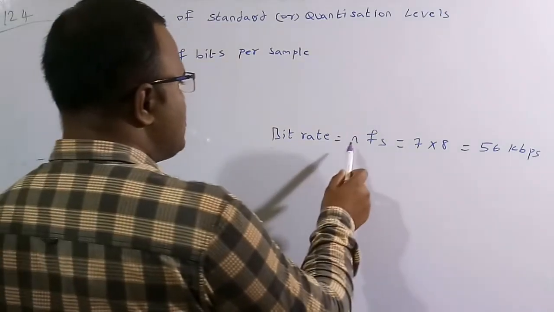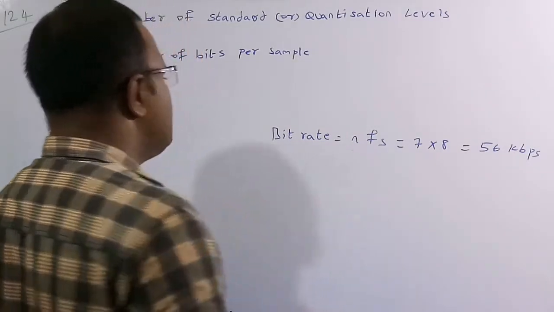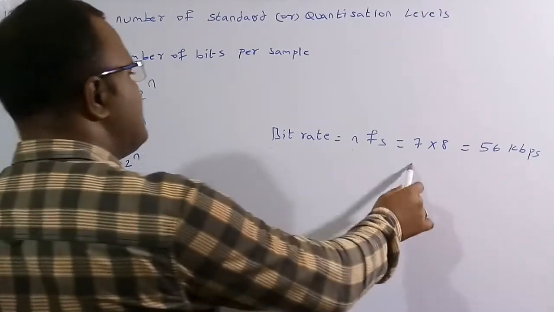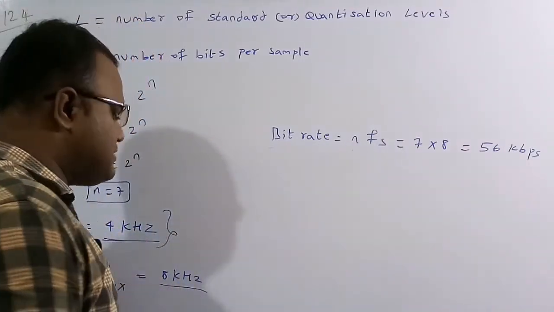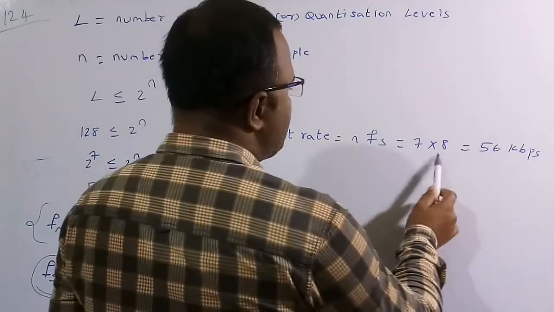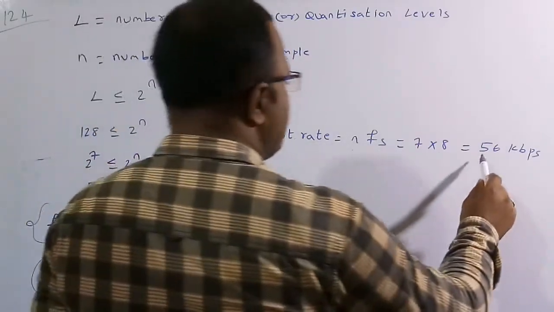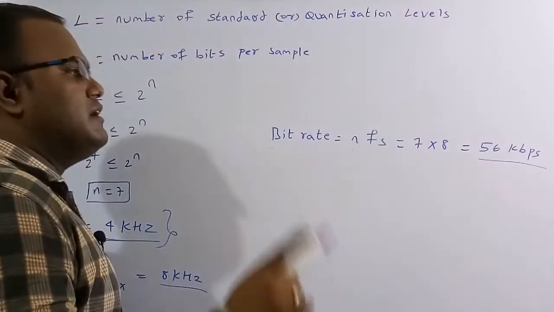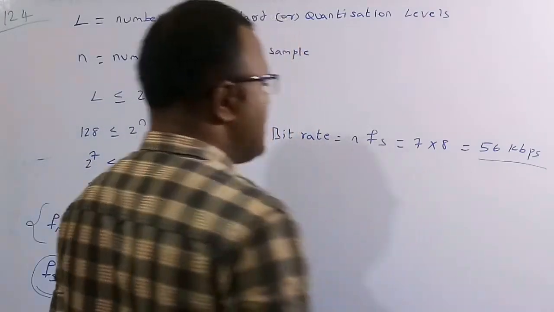So bitrate is equal to n into fs. The n value we know, the number of bits per sample, is 7, and fs is the sampling frequency, which is 8 kilohertz. If you do the multiplication, 7 8s are 56 kilobits per second. So in 1 second, 56 kilobits are being passed.